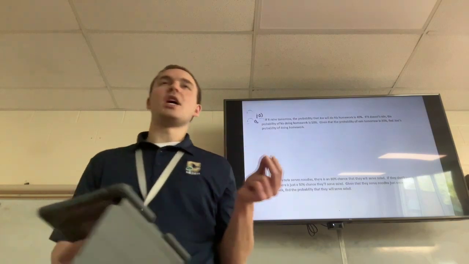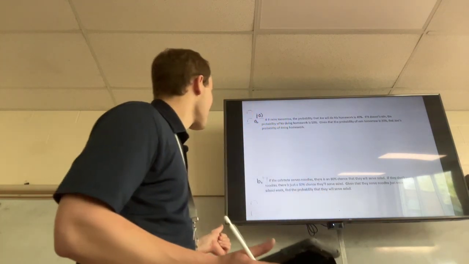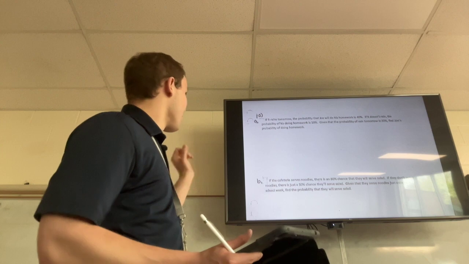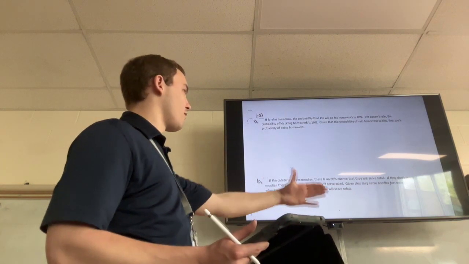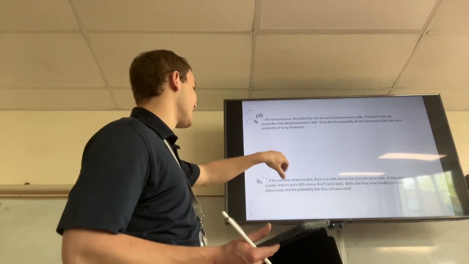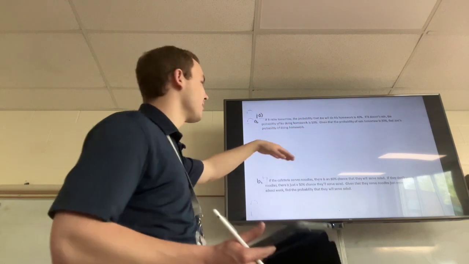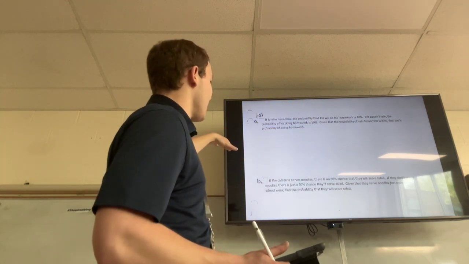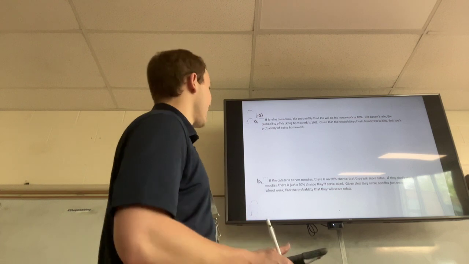So let me think of a good way to explain this. If it rains, the probability Joe does his homework is 40%. If it doesn't rain, the probability he does is 10%. If it's nice outside, he's going to go play. Given the probability of rain is 30%, find Joe's probability of doing homework.